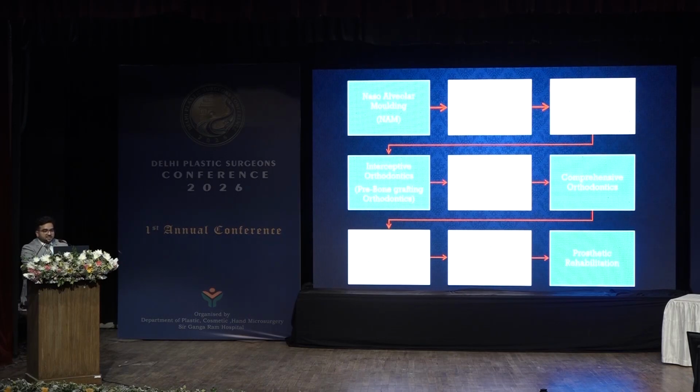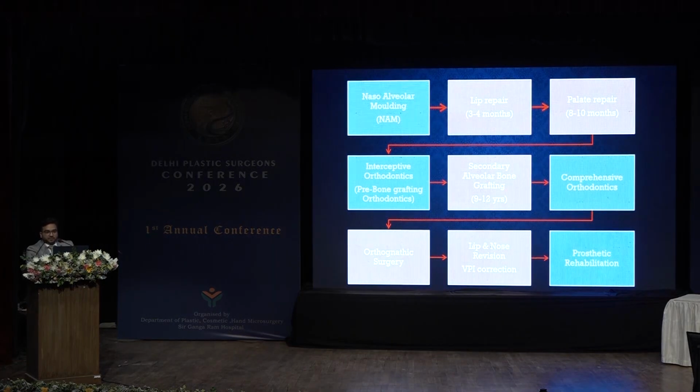Then from 6 years of age onwards, you have the major step of interceptive orthodontics and orthopedics, which is technically preparation for the secondary alveolar bone grafting, which you may do between the ages of 9 and 12. Then post that is puberty, where you start with comprehensive orthodontics and some amount of orthopedics to prepare the patient for orthognathic surgery. Then once all the growth is completed, you do the lip nose revision, the rhinoplasties, and if required VPI correction. And the final step is the prosthetic rehabilitation of the smile design.